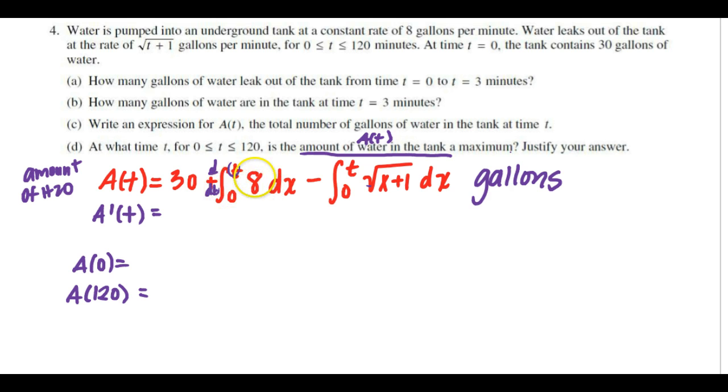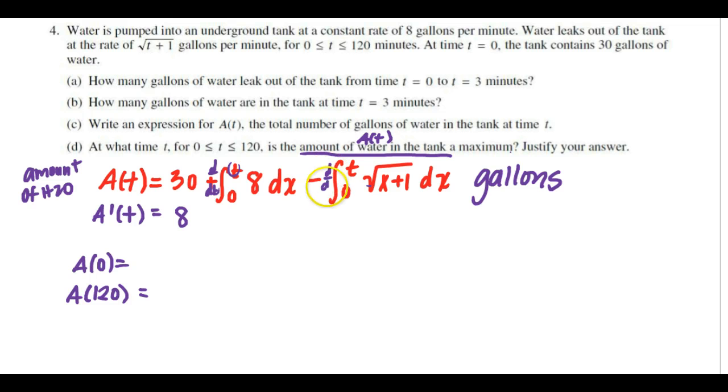So the derivative of this would just be 8, because there is no t to plug it into, so it would just be the function 8. So 8 is the derivative of this accumulation function. And now I have to take the derivative of this one.